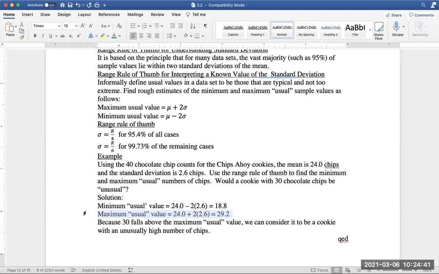So 30 is actually above 29.2. Because 30 falls above the maximum usual value, we would consider a cookie having 30 chips as being a cookie with an unusually high number of chips.